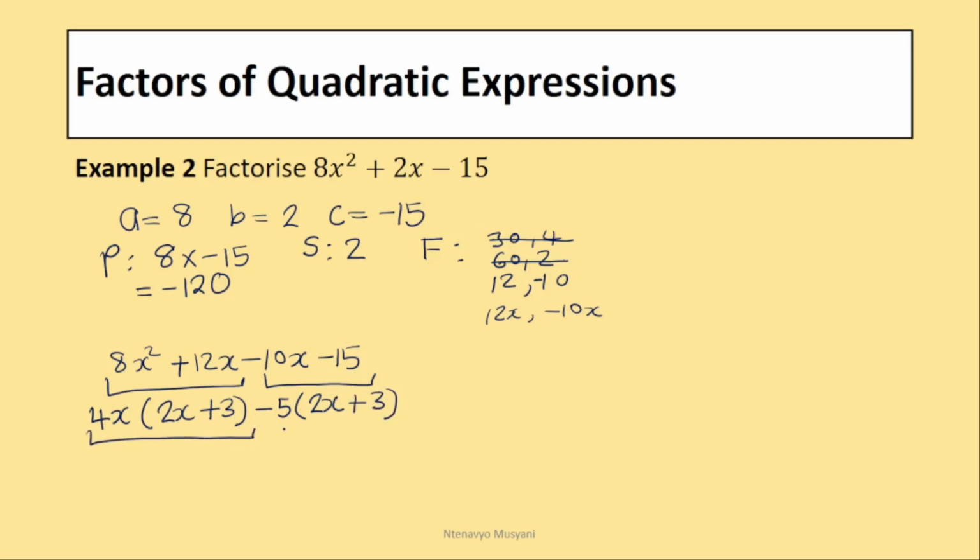So we have these two terms. What is common is 2x plus 3. The first term divided by 2x plus 3 will give us 4x. The second term divided by 2x plus 3 will be negative 5. Therefore, we have factorized that quadratic expression.